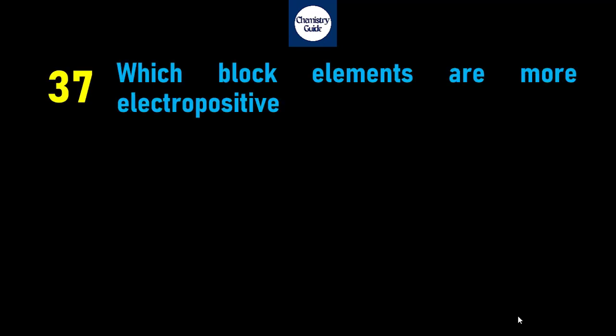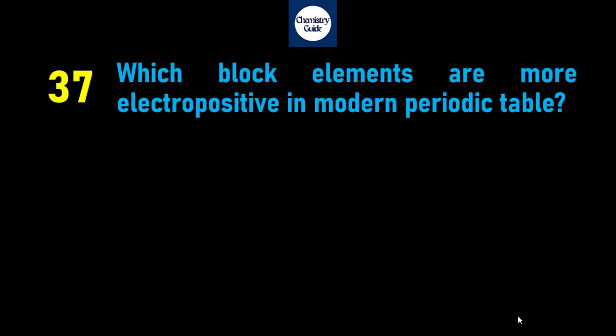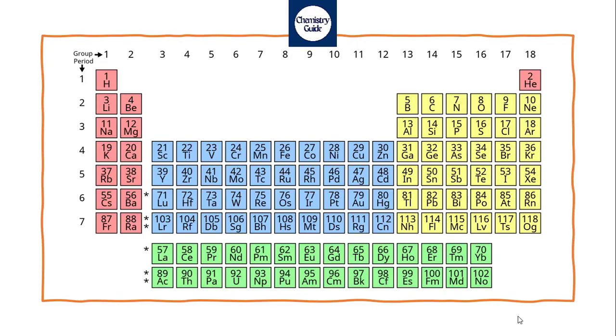Which block elements are more electropositive in the modern periodic table? S block, P block, D block, F block. The right answer is S block. S block elements are the more electropositive elements in the periodic table. Here you can find the first two groups of elements are called S block elements, and helium is also part of the S block elements.